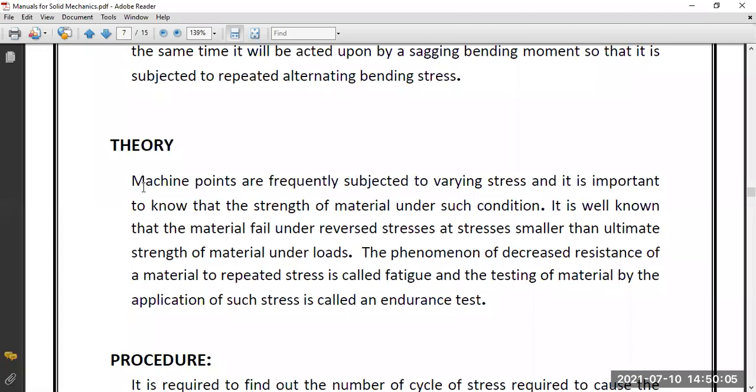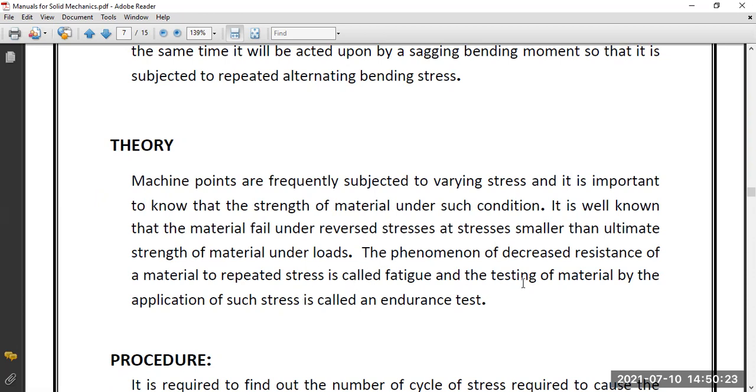Now, theory. Machine parts are frequently subject to varying stress, and it is always important to know the strength of the material under such conditions. It is well known that a material fails under reversed stresses even when that stress is smaller than the ultimate strength of the material under static load.